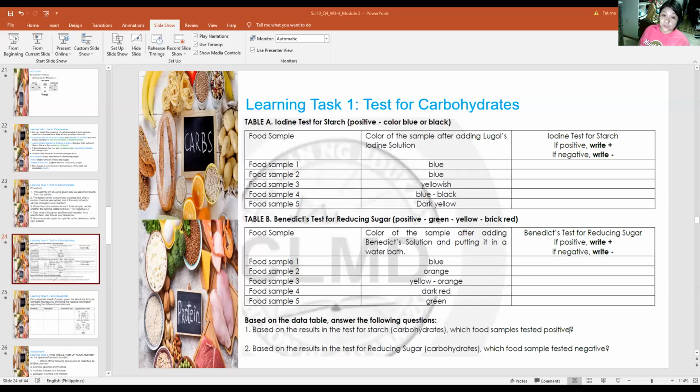To be able to answer the 2 questions, you have to underline your answer. Based on the data table, answer the following question. Number 1, based on the results in the test for starch or carbohydrates, which food samples tested positive? So for number 1, there are 3 food samples that tested positive. For number 2, based on the results in the test for reducing sugar or carbohydrates, which food sample tested negative? So you have only 1 food sample that tested negative.